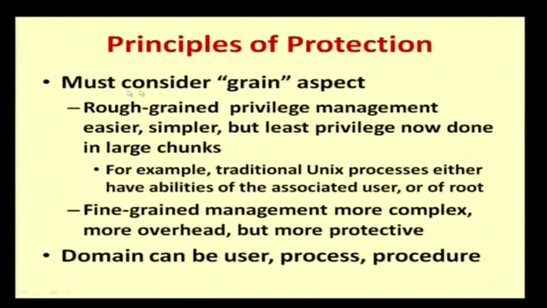So the other aspects of the principles of protection are, it must consider grain aspect, that is, rough grained privilege management should be easier, simpler, but least privilege is to be done in terms of large chunks. For example, in the case of Unix operating system, in the case of handling traditional Unix processes, they either have the ability of the associated user or of the root.